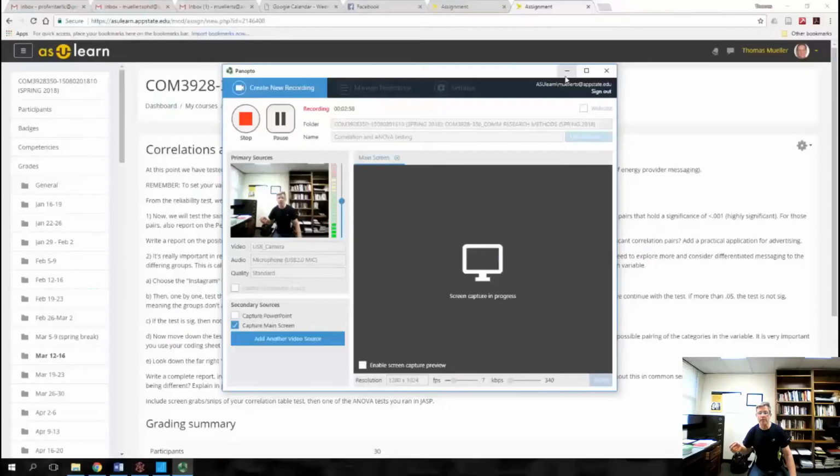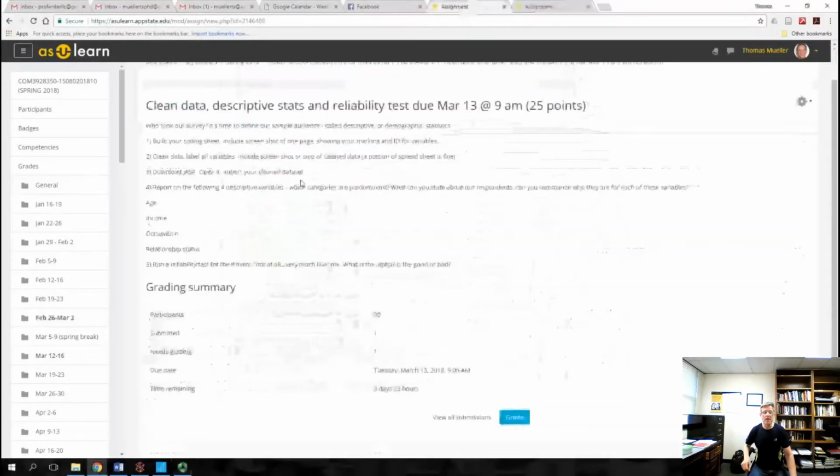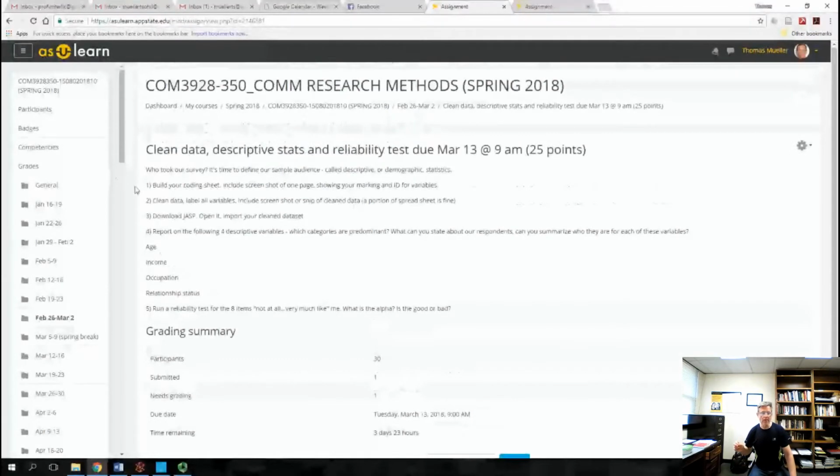All right? So we've got that done. So we're going to report this next time on, I think, several. Let's take a quick look at that. I think I got them both pulled up here. So this was the original assignment. And remember, we cleaned up our coding, built our coding sheet, right? Got that done. I just mentioned that. I have to have the coding sheet done. Clean the data, label all the variables, right? And then clean out the bad cases where they didn't complete it. Then give me a screen grab or a snip of that, just a portion of it, to show me that you've got it cleaned up and labeled.